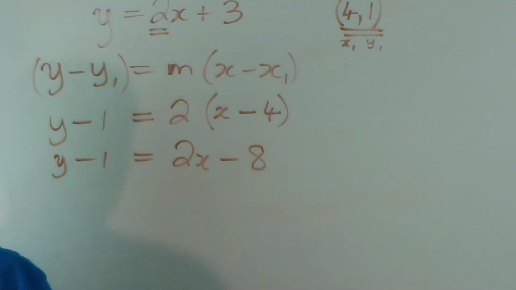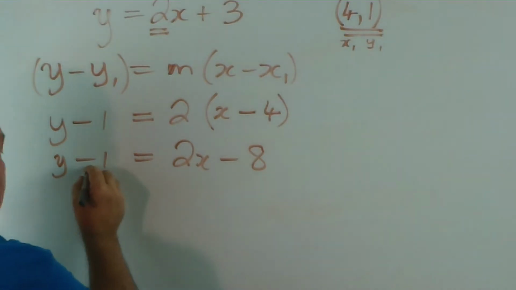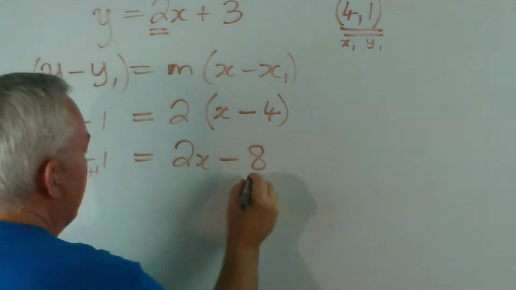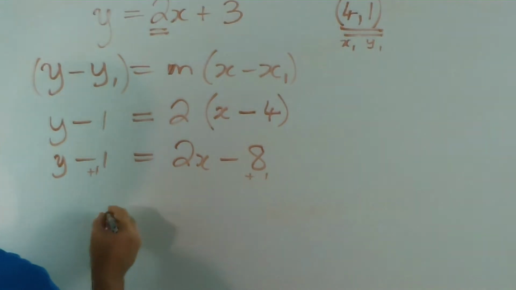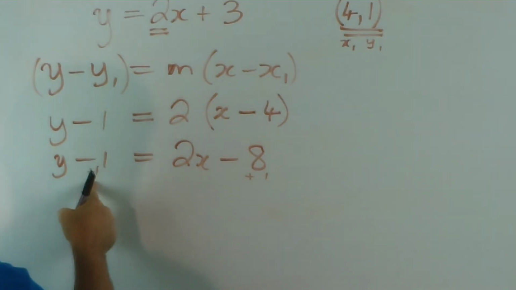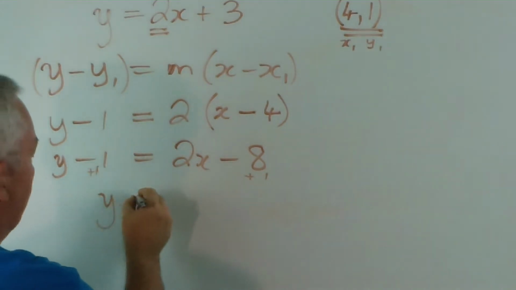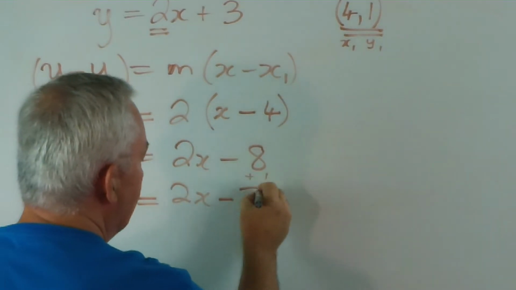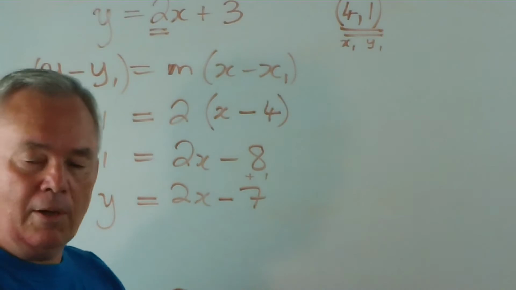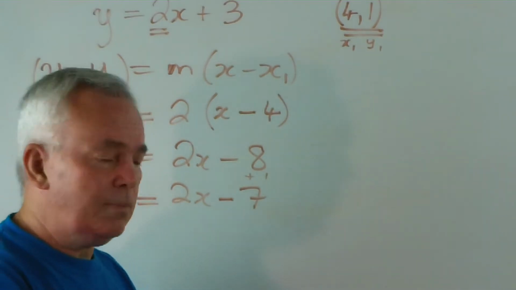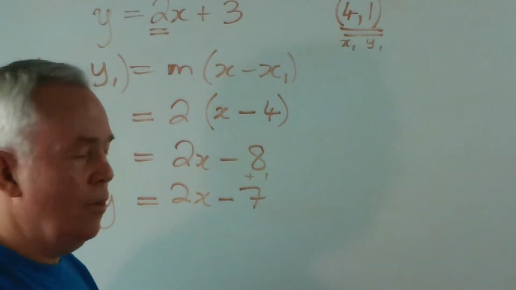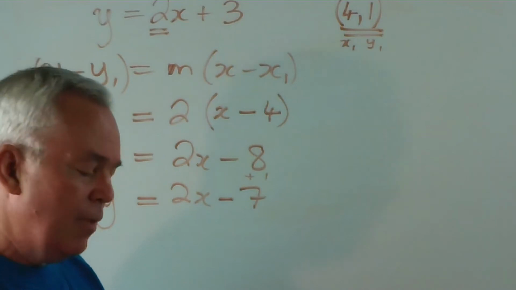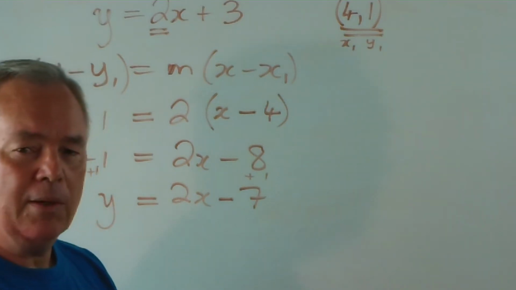If I add 1 to both sides, I will write it in. Normally I don't bother. We would get minus 1 plus 1 is 0, so we get y equals 2x. Negative 8 plus 1 is negative 7. And that's what I found for you before using the gradient-intercept form. So we have those two methods for finding the parallel line.